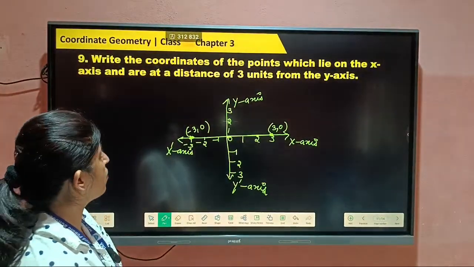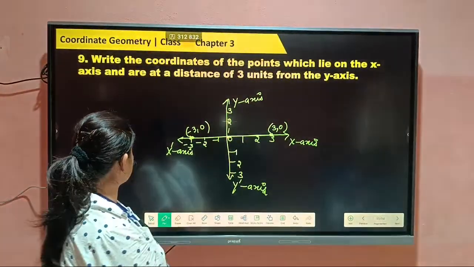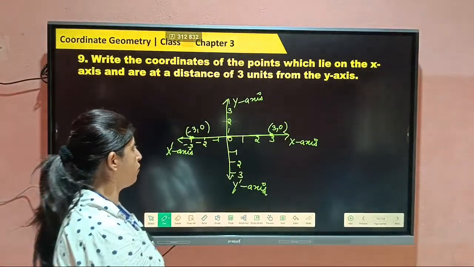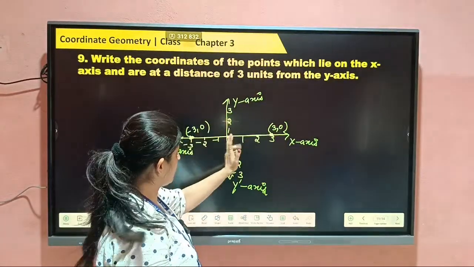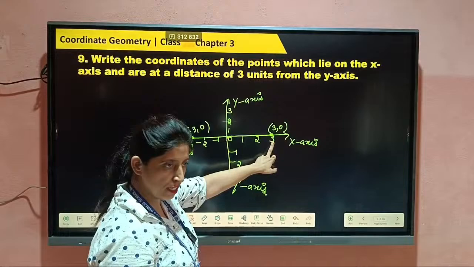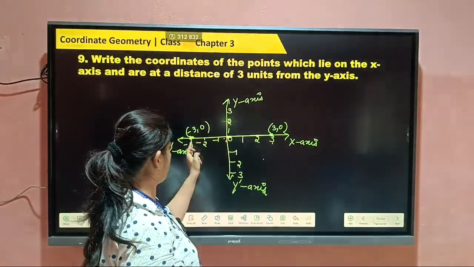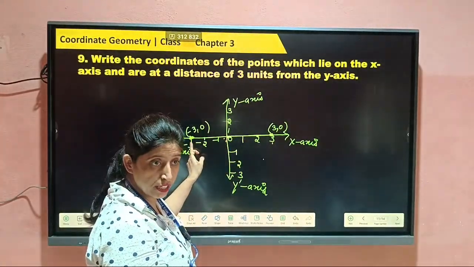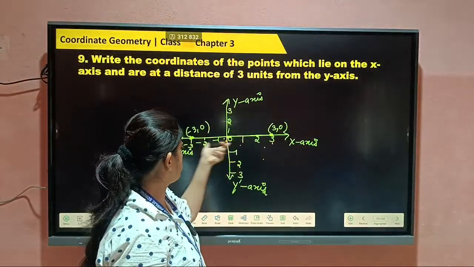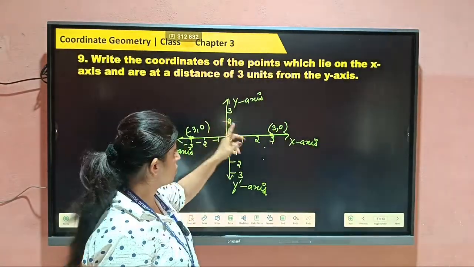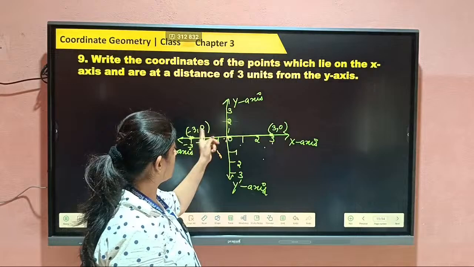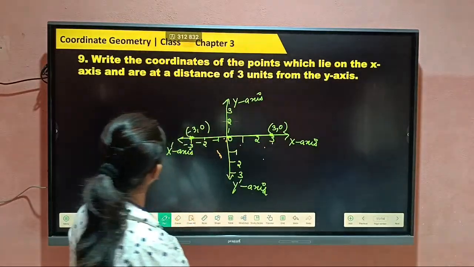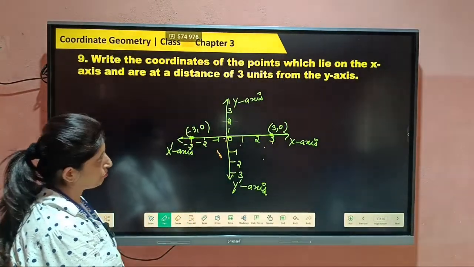Write the coordinates of the point which lie on the x-axis and are a distance of 3 units from the y-axis. This is y-axis, so 3 unit distance is this, and on this side also 3 unit distance, right? So we can take positive and negative both points. So 3, 0 and -3, 0 is the coordinate of this.